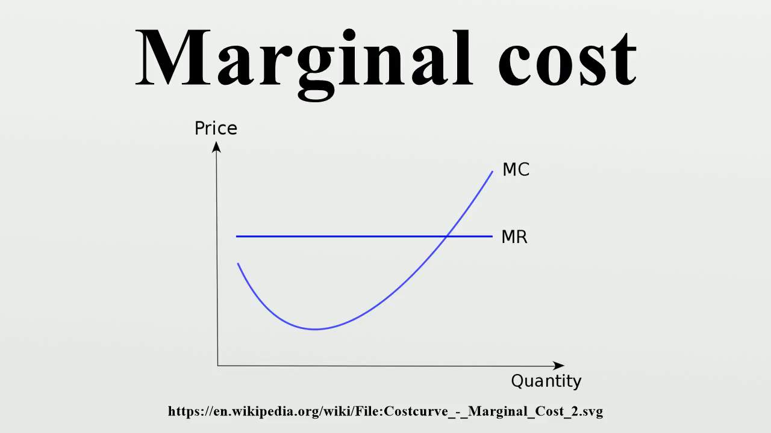The portion of the marginal cost curve above its intersection with the average variable cost curve is the supply curve for a firm operating in a perfectly competitive market. This is not true for firms operating in other market structures. For example, while a monopoly has an MC curve, it does not have a supply curve.